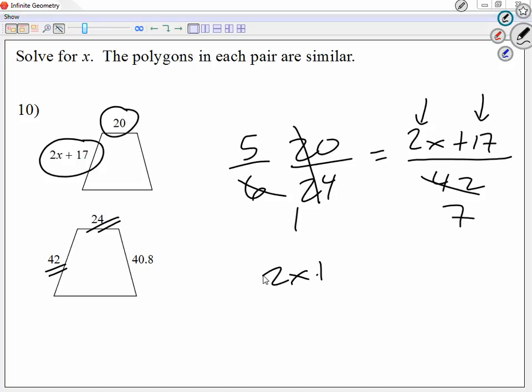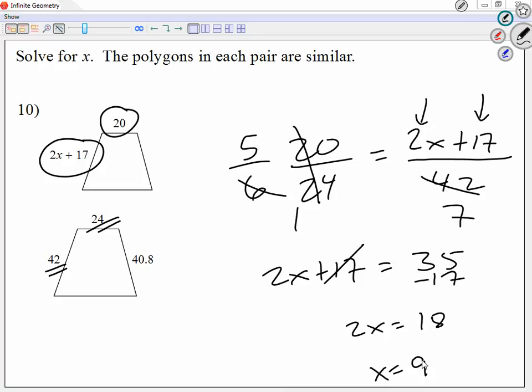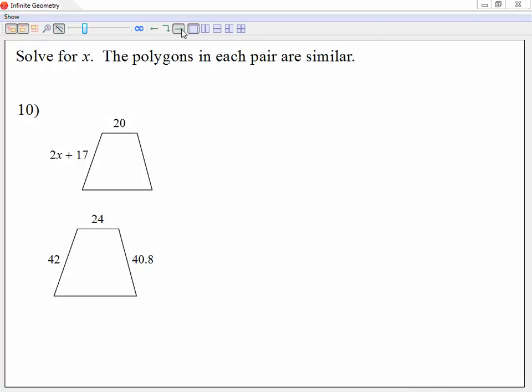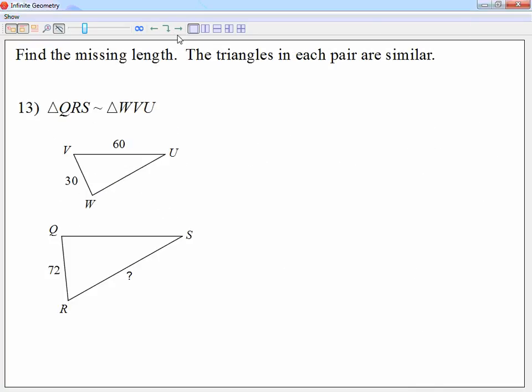So I have 2x plus 17 is equal to 35. Right? Cross multiply. So you get that 2x is equal to 18. So what's x? 9, yes. Any questions up until 12? So far, not bad. Number 13.